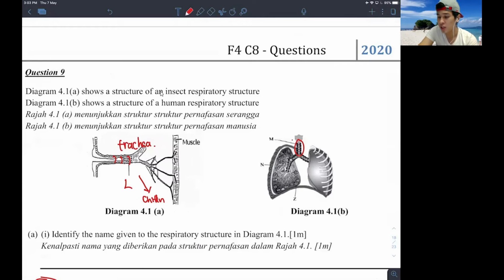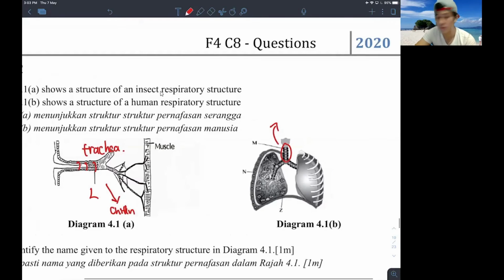The human one is called rings of, do you remember what it's called? I mentioned this last week. It's called the rings of, rings of what? Yes, Aaron. It's rings of cartilage. But they have the same function, which is to support and strengthen the trachea so it doesn't collapse, so air can continuously pass through.